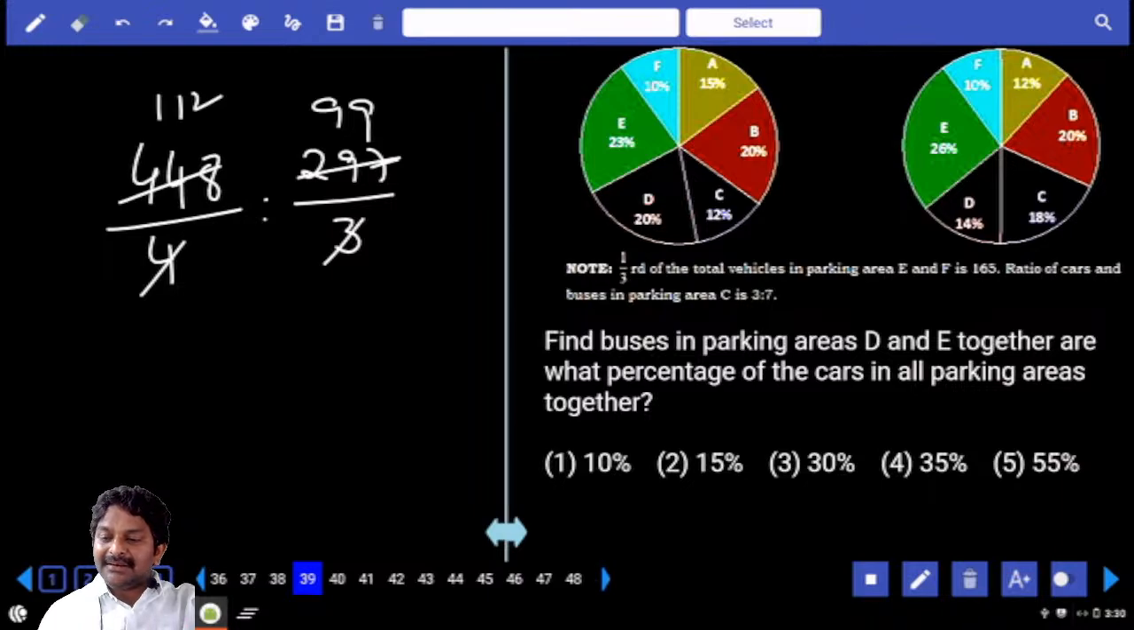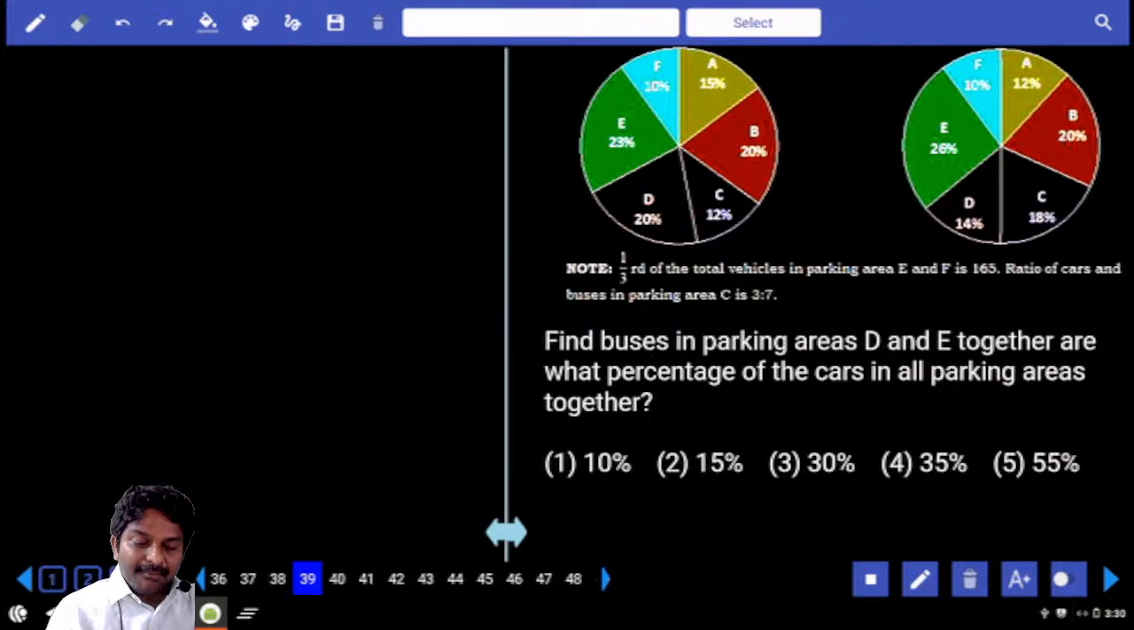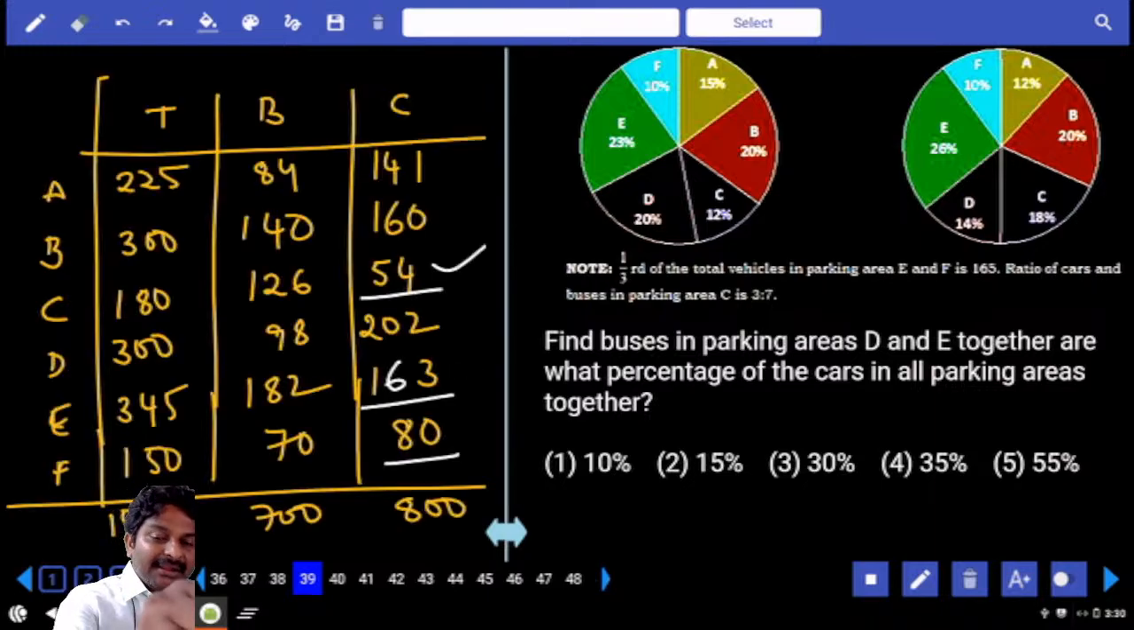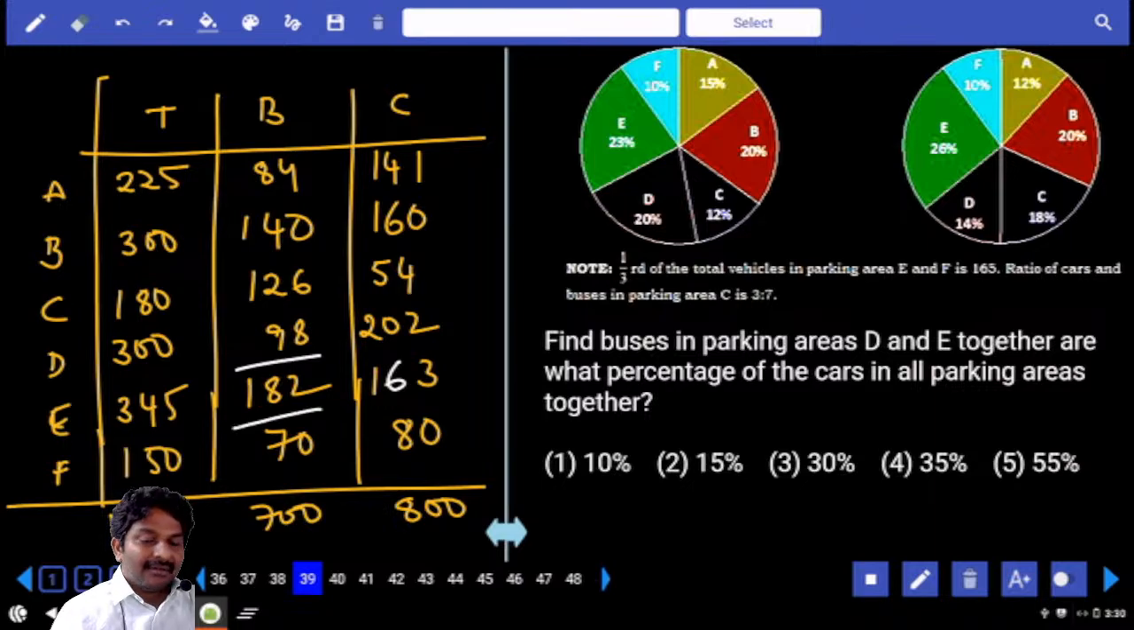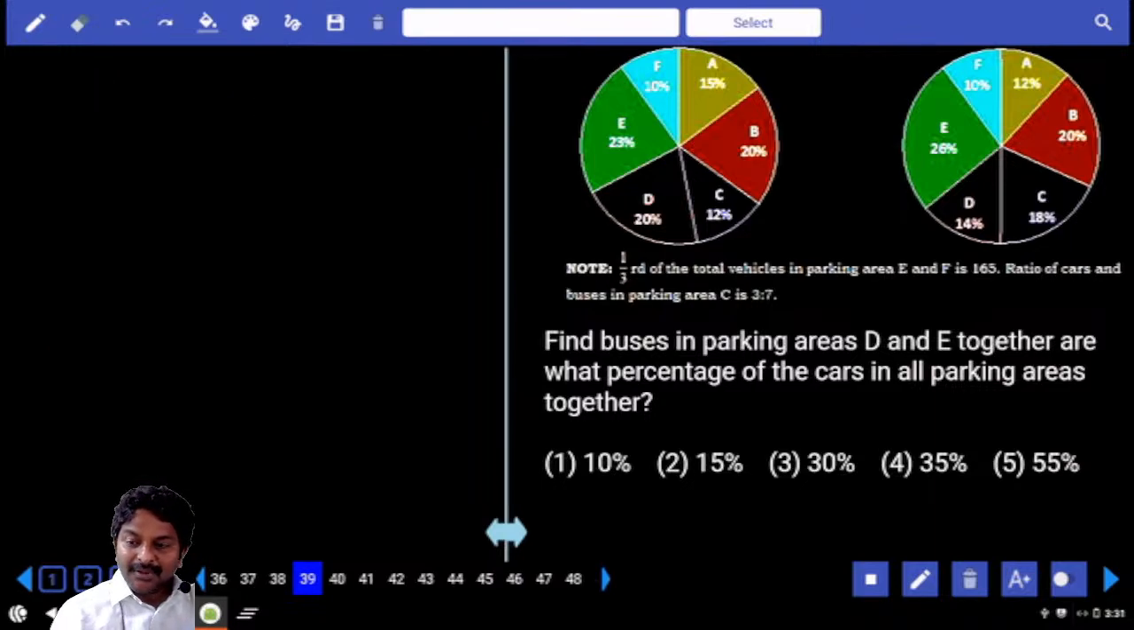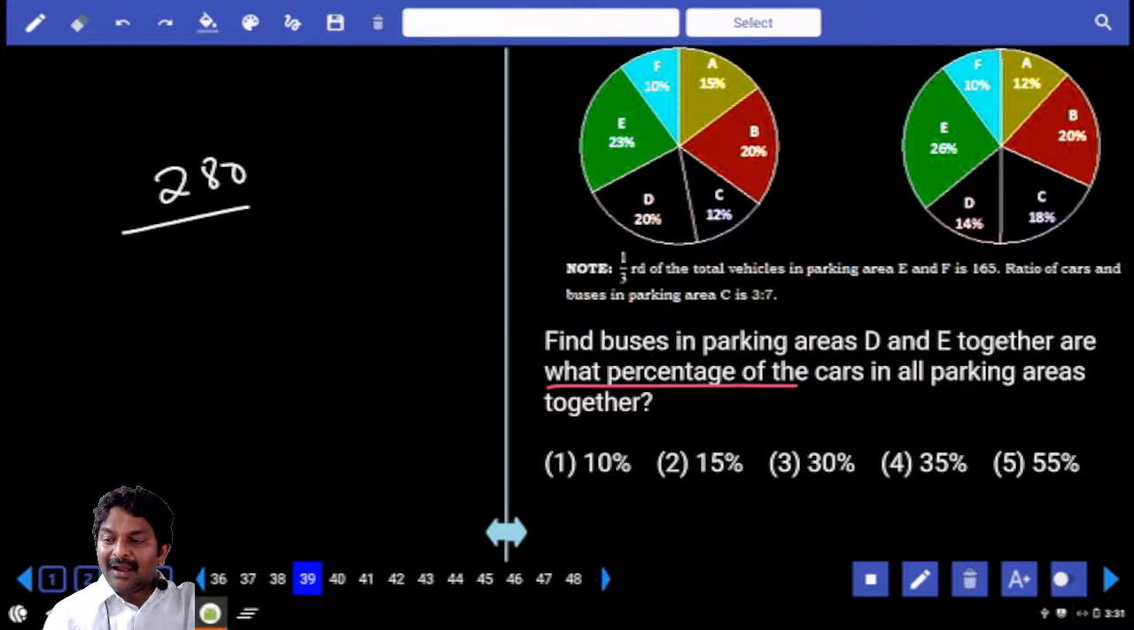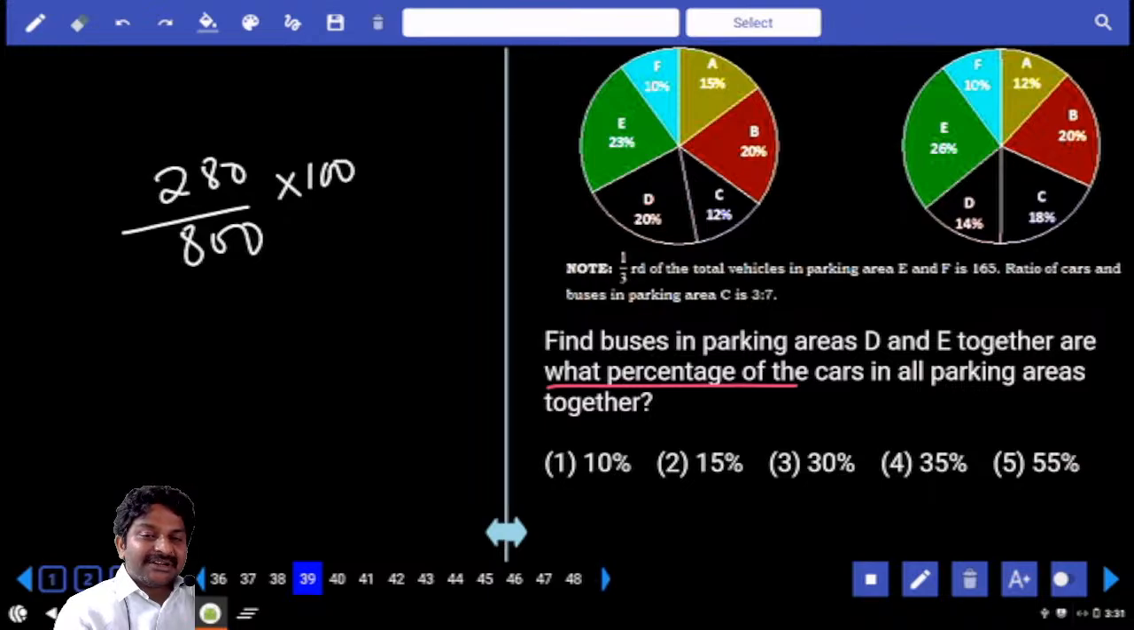Find buses in parking areas D and E together. If you take 2 from here and add it to 98, it becomes 100 and the other becomes 180. Both together 280. What percentage of cars in all parking areas together? Which is 800. Percentage into 100.